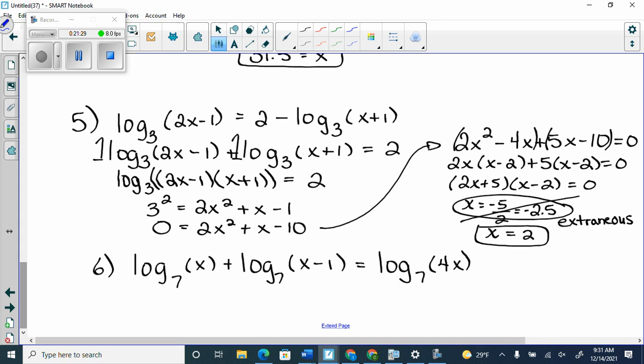Now, I didn't state the restrictions, but there are variables in here, so I should state restrictions. So I say 2x minus 1 has to be greater than 0, and x plus 1 has to be greater than 0. So this one's going to be 2x is greater than 1, x is greater than a half, and then this one's going to be x is greater than negative 1. Now we have to pick the one that actually encompasses both, if we can. So it has to be greater than negative 1 and greater than a half. I could just leave both.